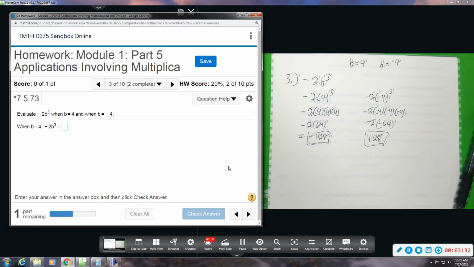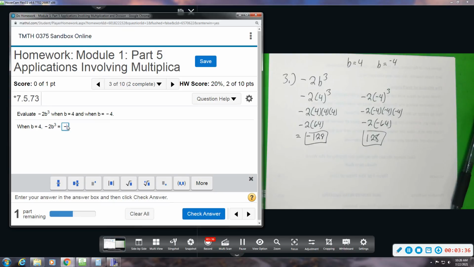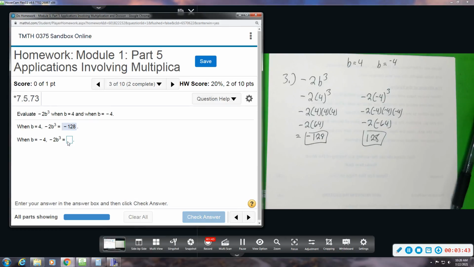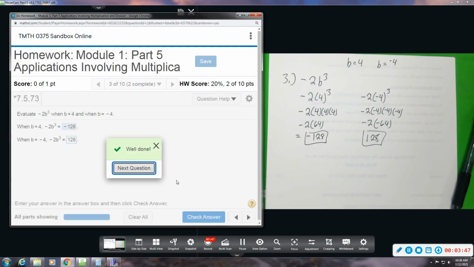So here we get negative 128 when we plug in the positive 4. And then we get a positive 128 when we plug in negative 4.